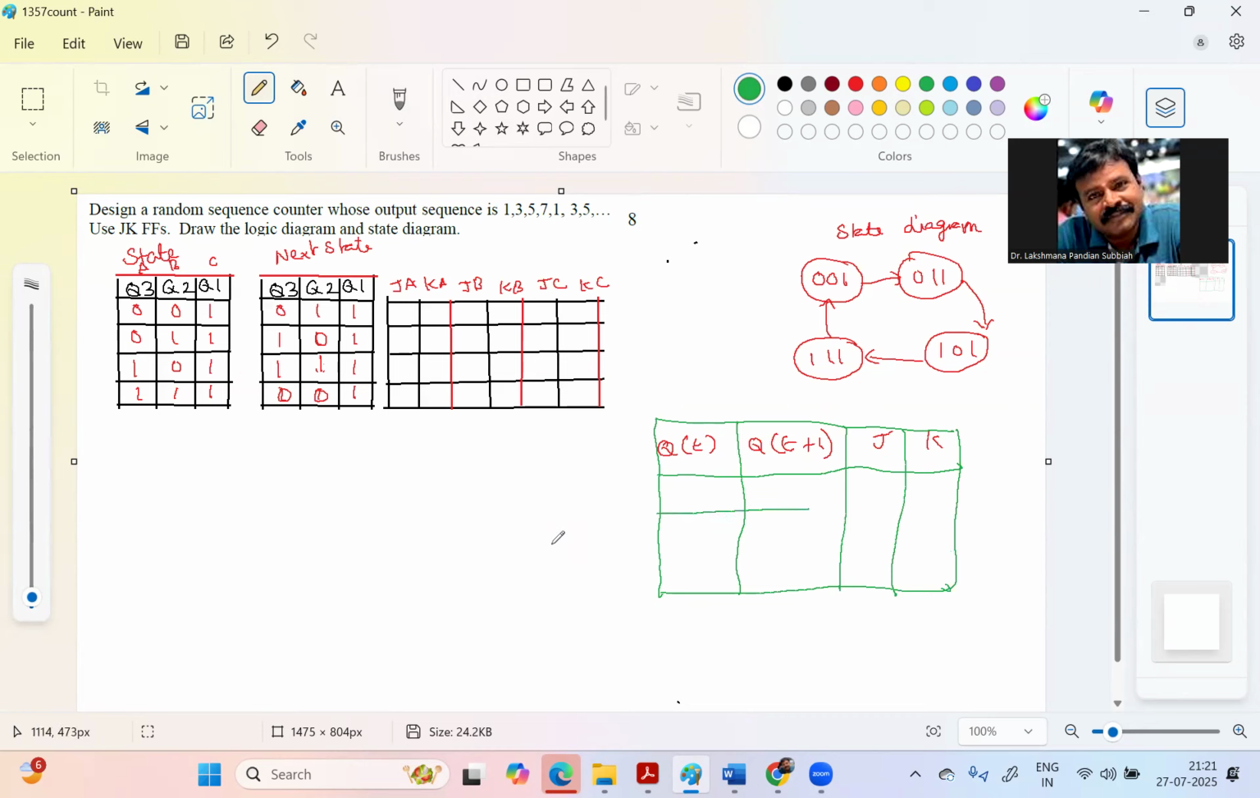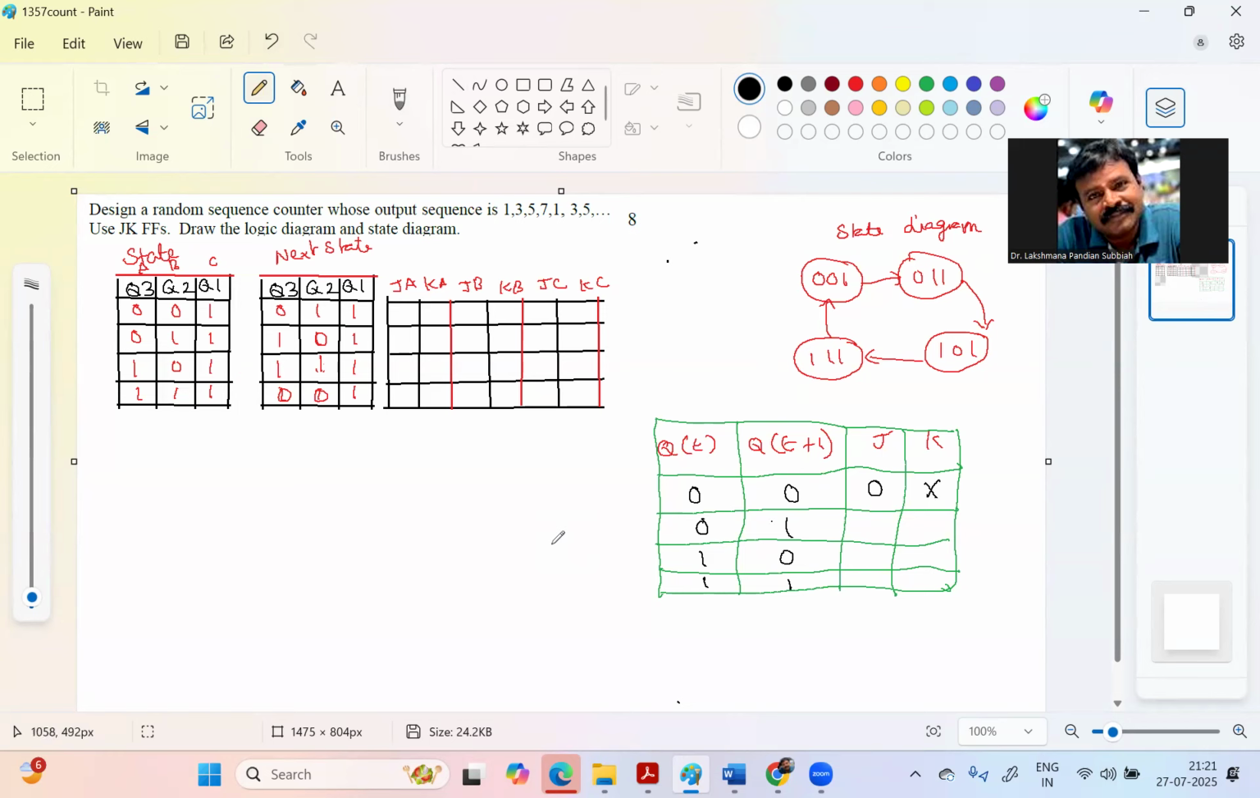Here you write all the possible transitions: 0 to 0 transition, 0 to 1 transition, 1 to 0 transition, then 1 to 1 transition. These are the possible transitions. So 0 to 0 is no change. For 0 to 0, J should be 0 and K can be 0 or 1, so you put it as X.